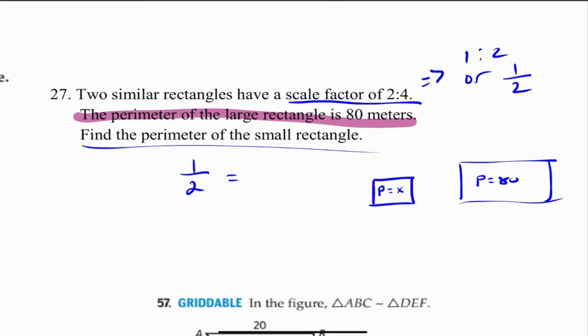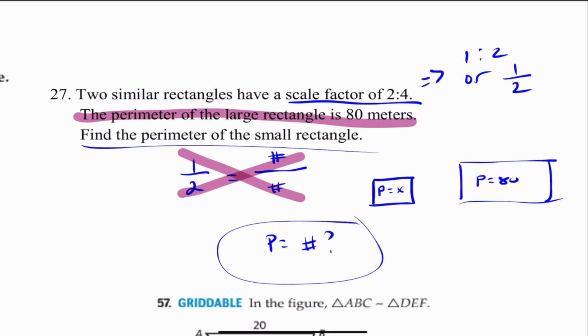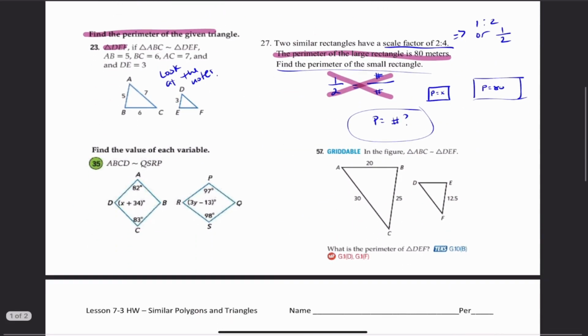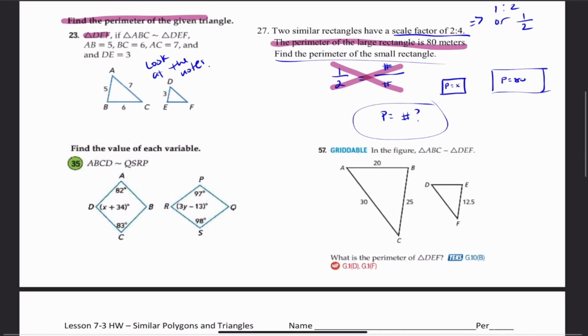So then again, you have your small to big, which what you should equal that to is the small perimeter to the big perimeter, and then you're going to cross multiply. So you're going to have a number here and a number here. You're going to cross multiply, and then you're going to go ahead and find your perimeter that way. So what is the perimeter of the smaller rectangle? That's your answer. And then find the value of each variable.